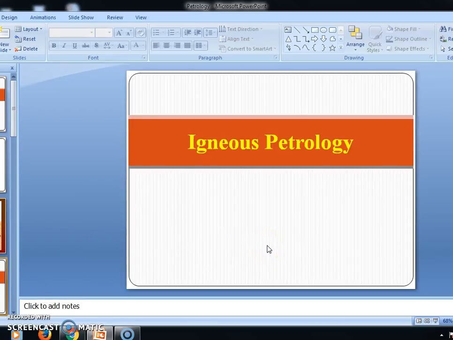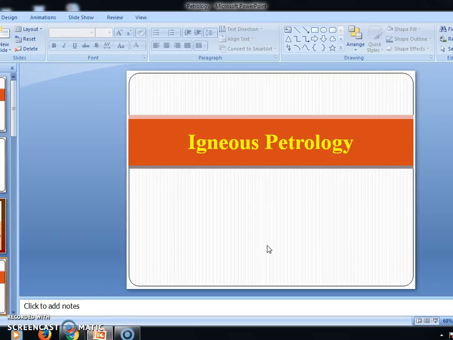What do you mean by igneous rock? Igneous rock means the rock which is formed by cooling, consolidation, and crystallization of a hot molten rock material, magma or lava. The rock material which is erupted during volcanic activity below the earth's surface is called magma, and the rock material which is erupted above the earth's surface during volcanic activity is called lava. These igneous rocks are formed by lava and magma.